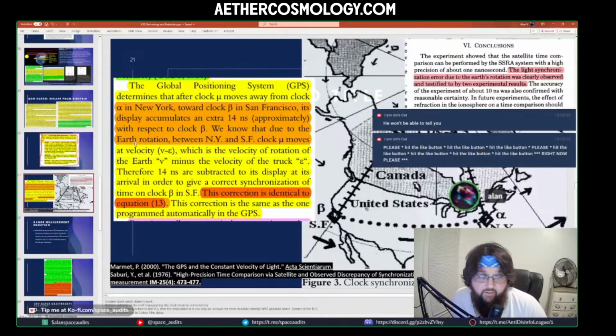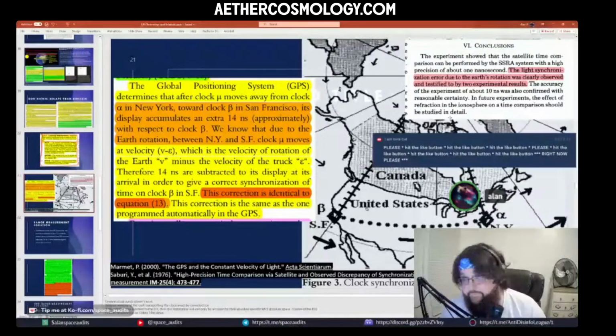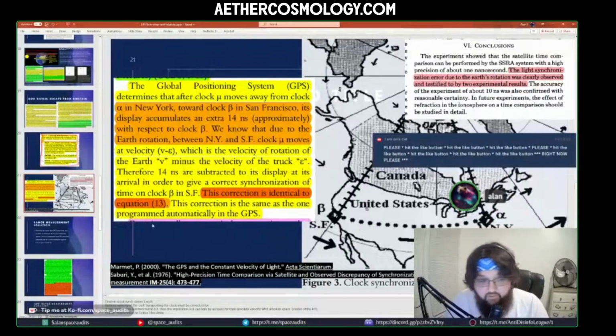And we know that due to Earth's rotation, the New York to San Francisco clock moves at velocity v minus epsilon, with the velocity of rotation being v, and epsilon being the velocity of the truck. Therefore, 14 nanoseconds are subtracted from its display in order to give the correct time. So this is an excerpt from the paper he's referencing, just to show you that this isn't something he made up.